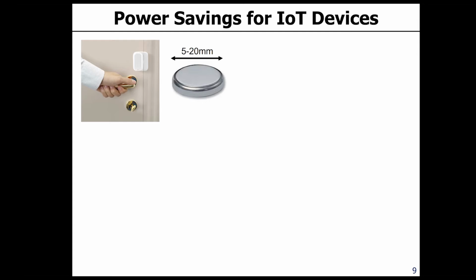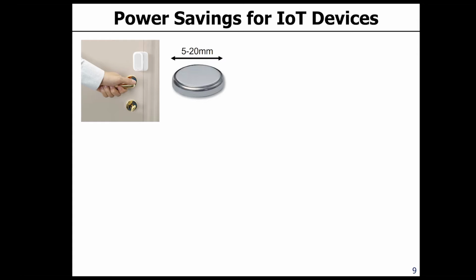And this device definitely has a very small form factor, because you don't want to put a gigantic door sensor on your door, right? And the price is also very sensitive. You can't sell this one for $100. This has to be very, very cheap. Even $20 is quite expensive, right? So they end up having a very small battery, typically a coin cell in the range of 5 to 20 millimeter diameter, right?